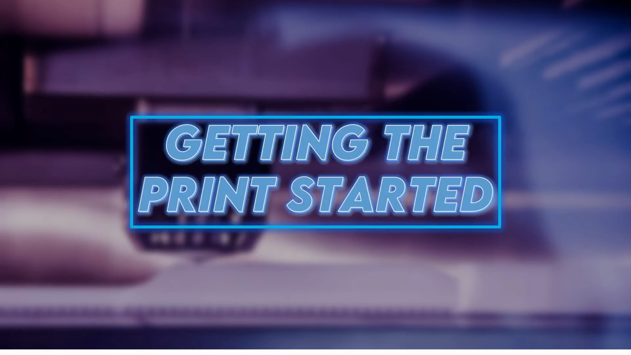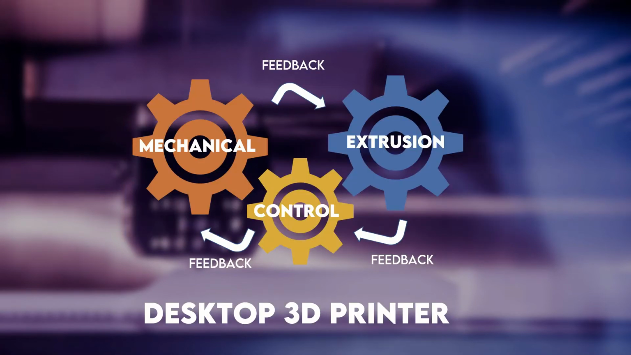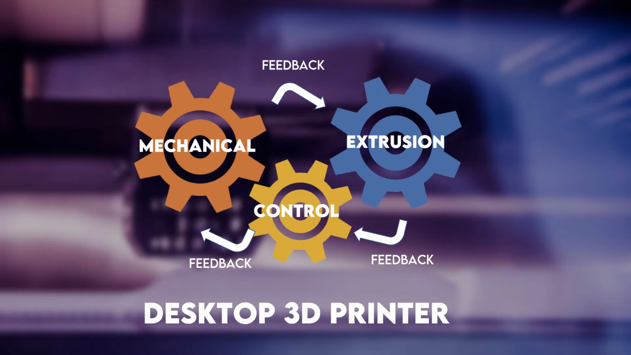Now, getting the print started, here's the most important thing to remember. The role of each component and subsystem can fairly easily be sorted into control, extrusion, and mechanical system roles with a few overlaps. However, when you use a 3D printer, all three systems operate simultaneously and in tandem with each other. In fact, none of the systems can accomplish any of their goals without the assistance of the other systems.